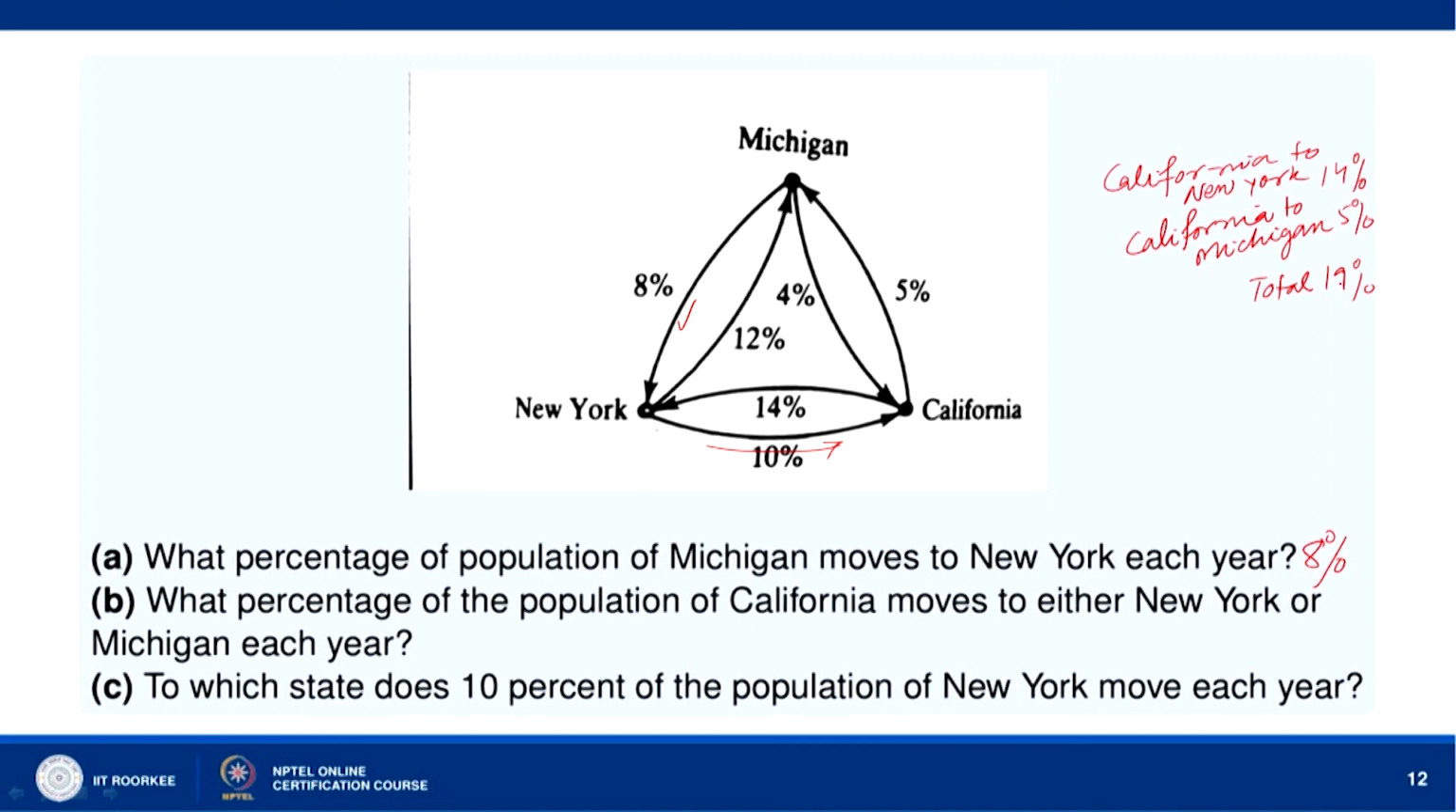Now, to which state does 10% of the population of New York move each year? Let us see, from New York, 10% of the population moves to California. So, 10% of the population of New York moves to California each year. So, this state here is California.